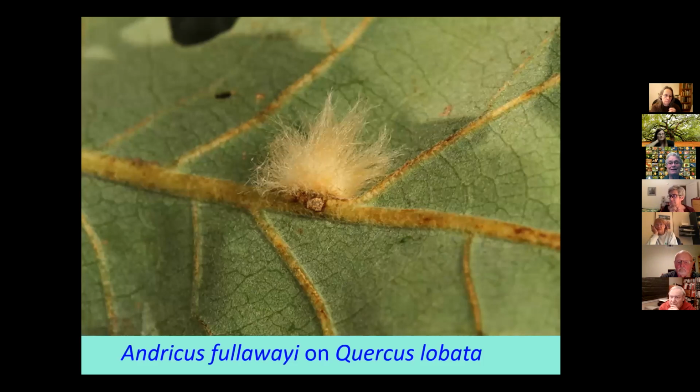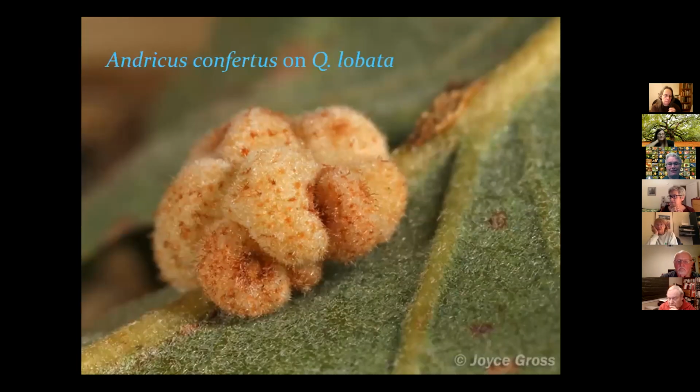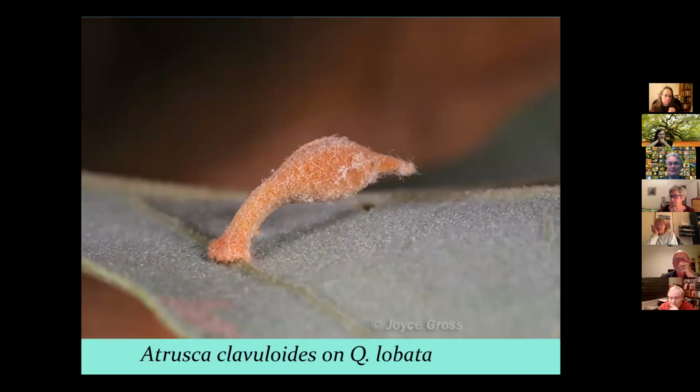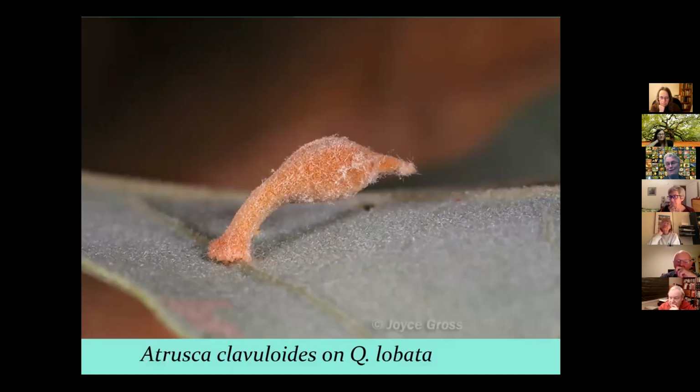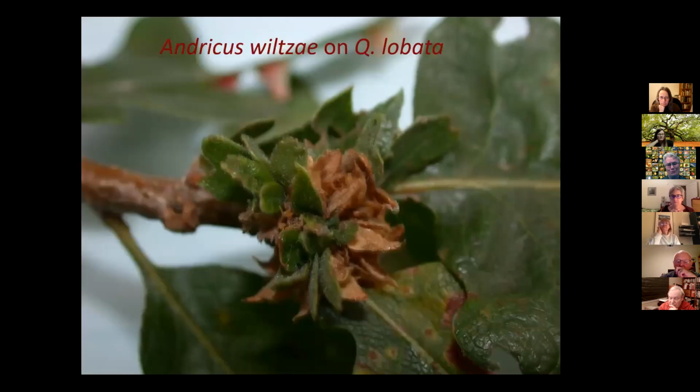And this one is a beautiful fuzzy leaf gall on Quercus lobata. And Andricus confertus on Quercus lobata and Clavuloides on Quercus lobata. These are all fall galls. We do not know the alternate generations of this group. Wiltsea, we don't know either. So I'm getting into more details. We'll get into the heterogony in a minute, specifically.